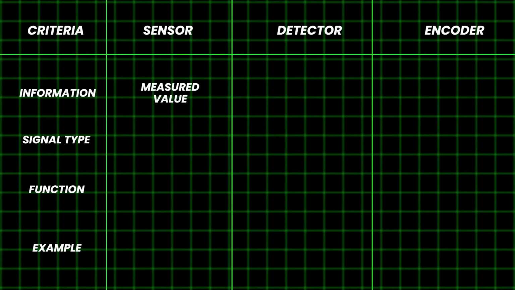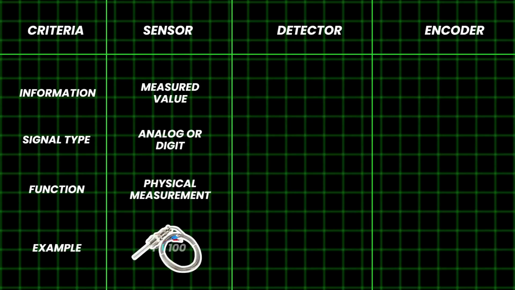The information that we get from it is a measured value. The signal type can be an analog or a digital signal. The function is physical measurement, and as an example of a sensor we have the PT100, as shown in this image. And the detector is just detecting an event. So it's just a 1 or 0, a high or low signal, yes or no.